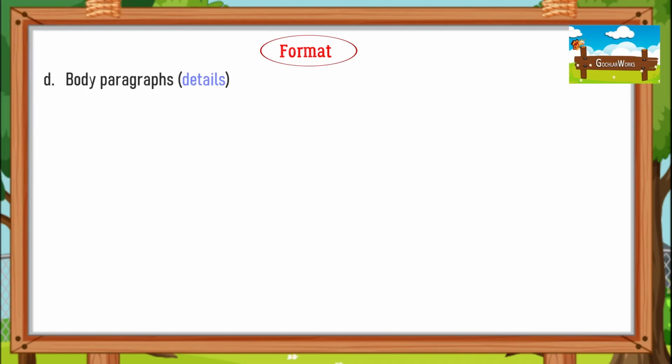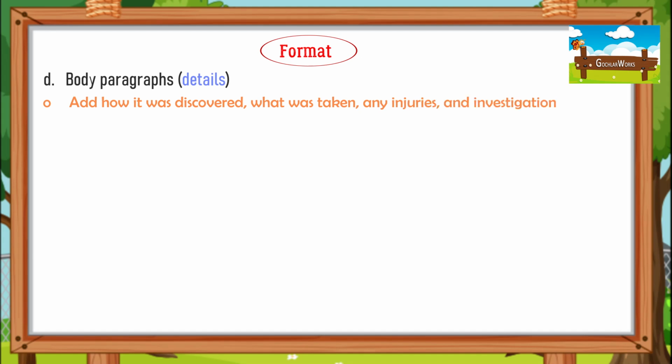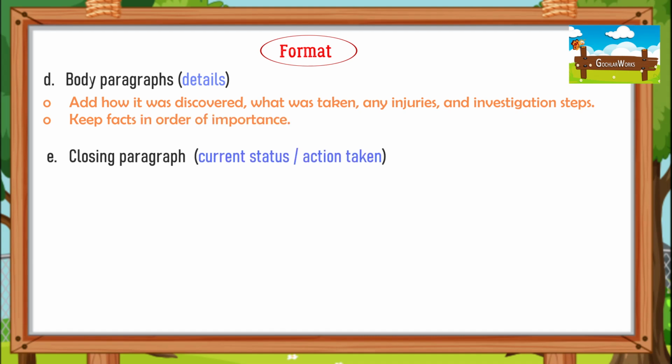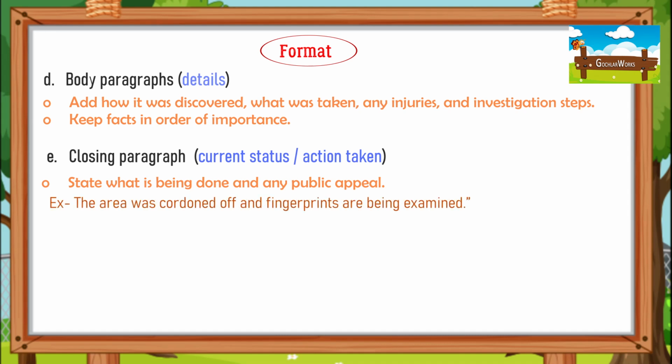Body paragraph. This tells the details: how it was discovered, what was taken, any injuries, and investigation steps. Remember, keep facts in order of importance. Then comes the closing paragraph, which tells the current status and the action taken. This states what is being done and any public appeal. For example, the area was cordoned off and fingerprints were being examined.